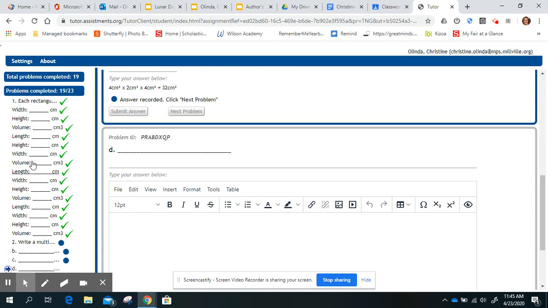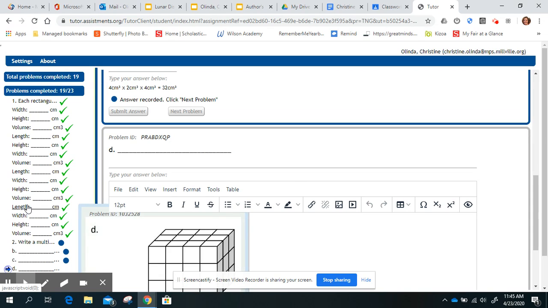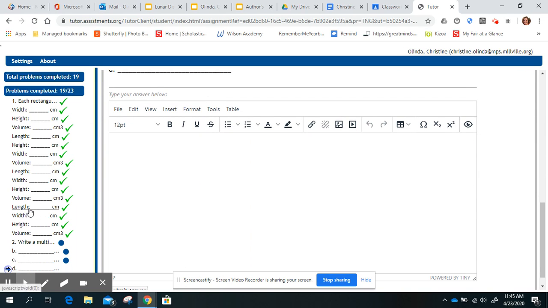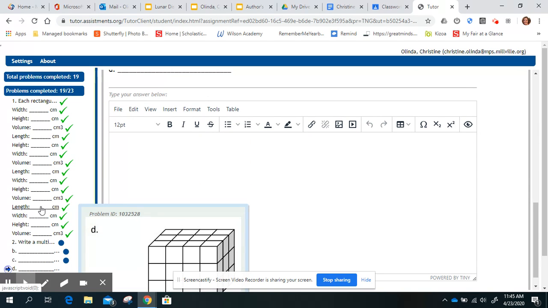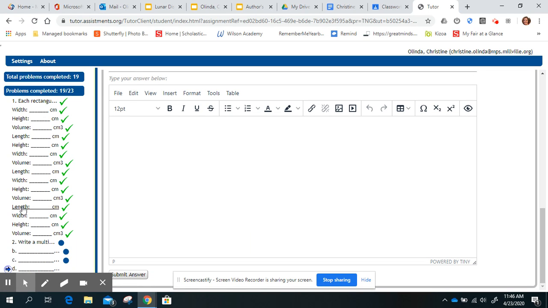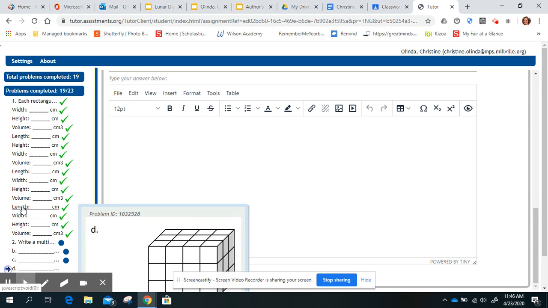And now it was D. So I'm just going to hover over until I can find D. I'm going to scroll up so you can see that. And D was 4 by 3 by 3. So the length was 4, the width was 3, and the height was 3.